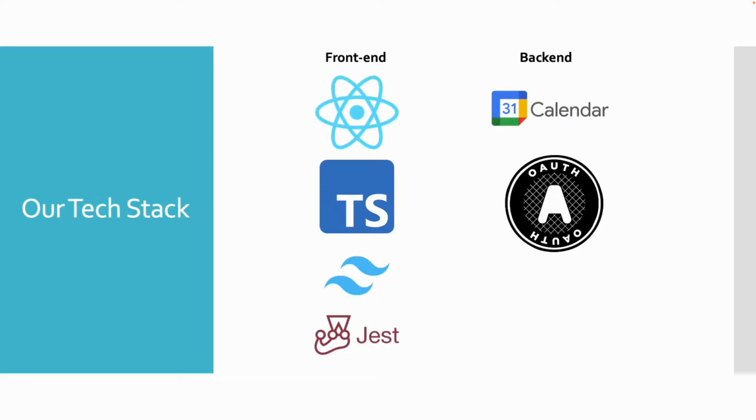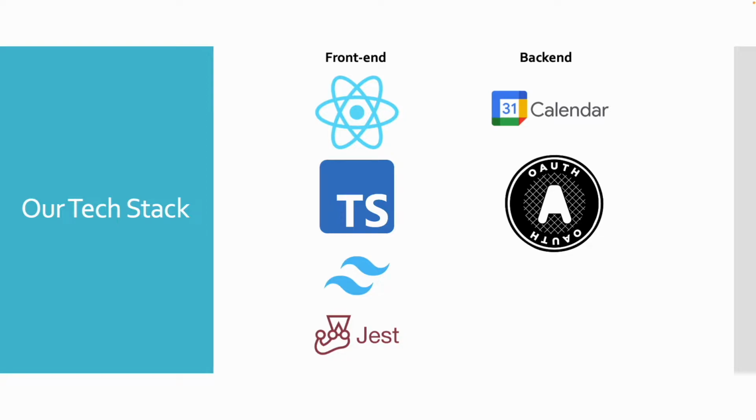Our tech stack consists of the following elements. On the front end, we're using React combined with TypeScript for type safety. We're using Tailwind CSS for all of our CSS elements, and we're using Jest for automated testing. On the back end, we are using the Google Calendar API and Google OAuth for authorization.